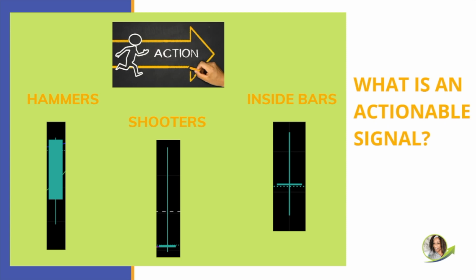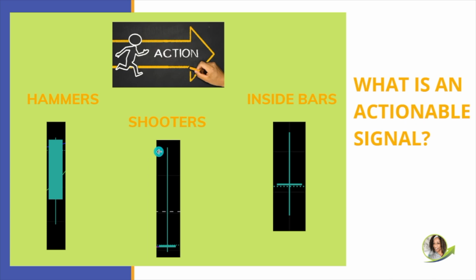A hammer is just like it sounds. It has a long wick and a small upper body. This is actually a big upper body, but it lets you know that bears tried to sell it off and bulls stepped in and ended strong. It's even better when there's no wick at the top.